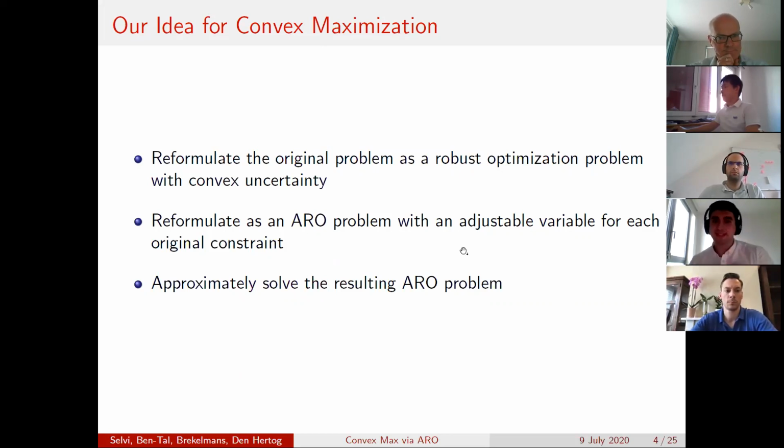And this has some nice features. It has an adjustable variable for each of the original constraints, and we will show you that we are able to approximate this problem efficiently. And solving the final ARO problem will be solving the convex maximization problem.